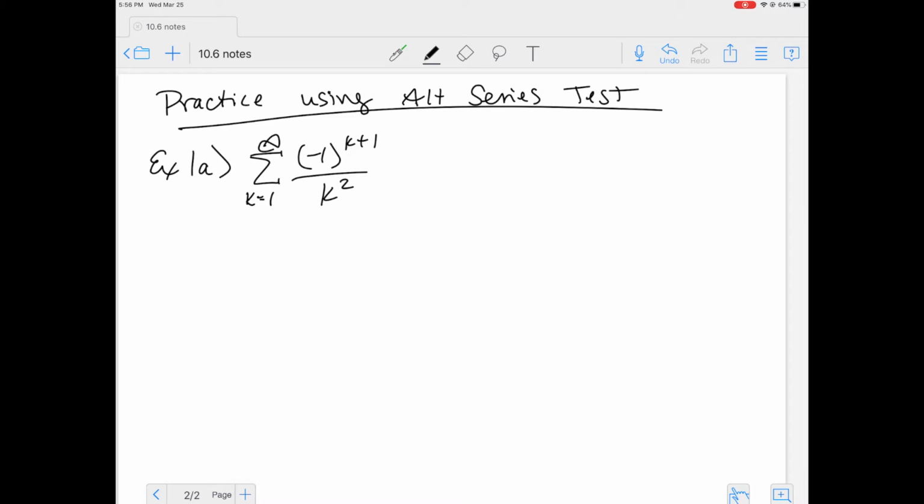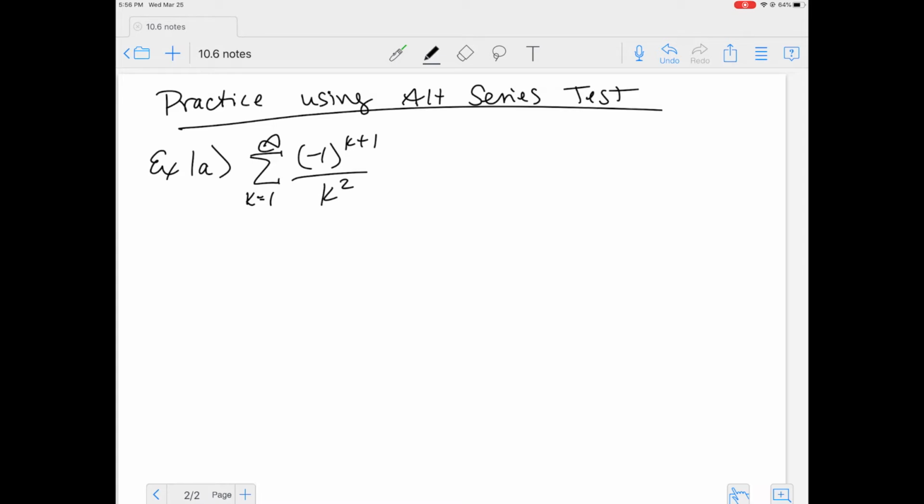Do you guys know what's happening with this? Just in your head real quick, take the absolute value. If you take the absolute value and get rid of this, you have 1 over k squared. Is that going to converge? Yes, right? So absolute convergence implies convergence. That's what we would normally do with this problem. So keep that in mind. That is the approach we would take in reality, but my goal right now is to just practice using this test.